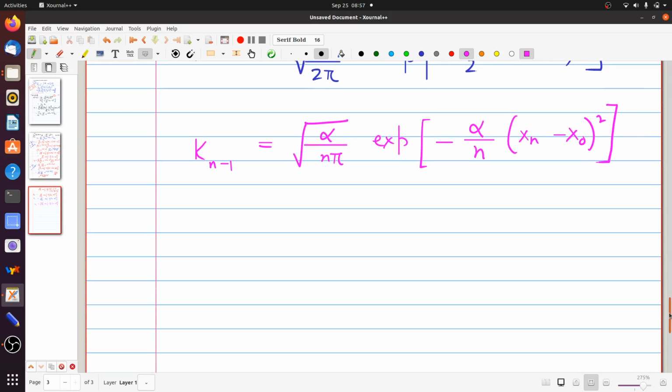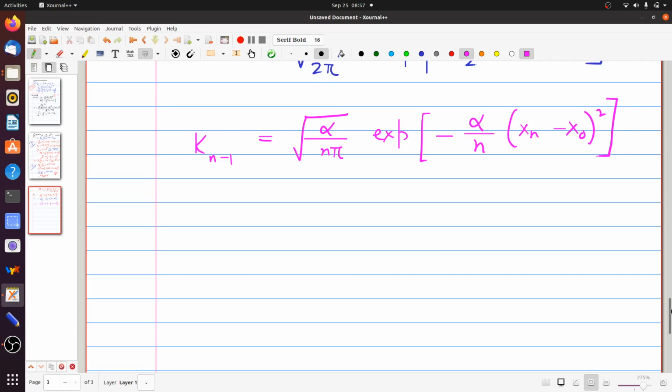Guesswork of course will not really get us anywhere unless we can back it up, and as you all know, in situations like this, you can easily back this up by using what is called the principle of mathematical induction, which is I need to show that if this formula is true for some n, it is true for the next one. So Kn, if you calculate that, will also have to fit the same pattern.